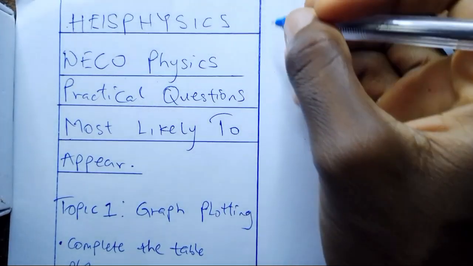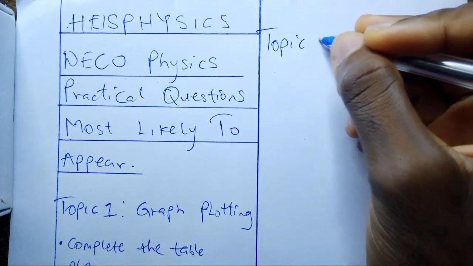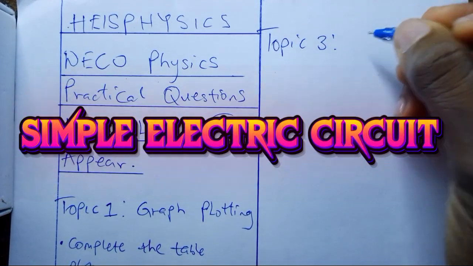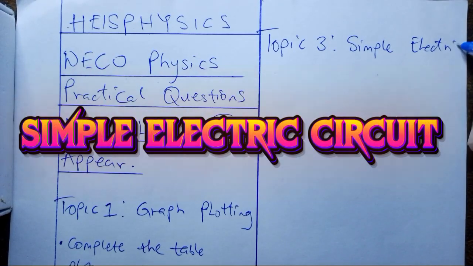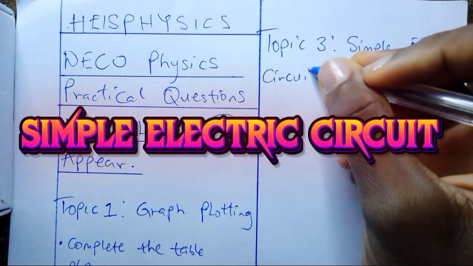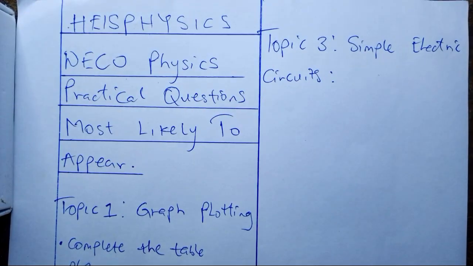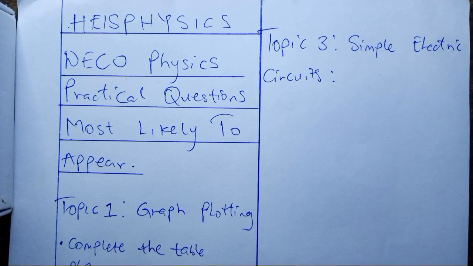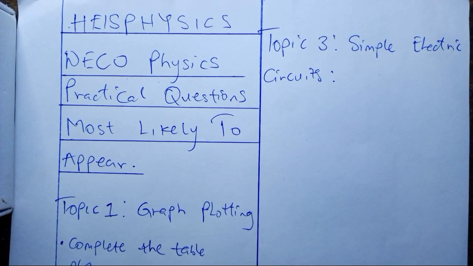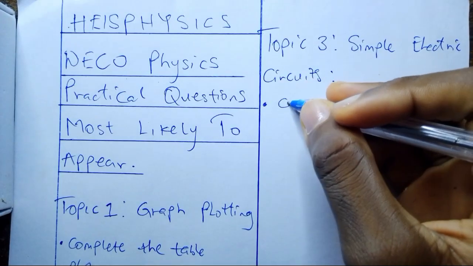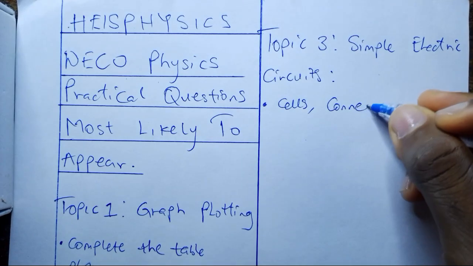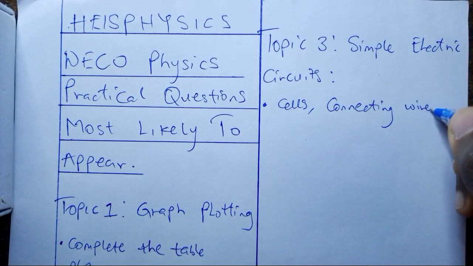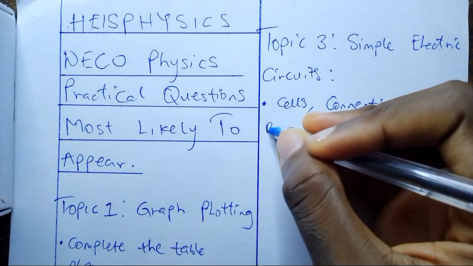Topic 3: Simple electric circuit. Electricity practicals are among the most common NECO experiments. You may be given cells, connecting wires. These are the apparatus that they will give you that day. Resistors, compulsory, a very, very important apparatus.